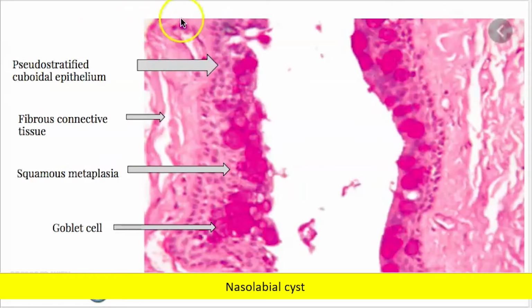So we can see pseudostratified columnar epithelium here. There's fibrous connective tissue in the cyst wall, squamous metaplasia here, and here's a demonstration of goblet cells.